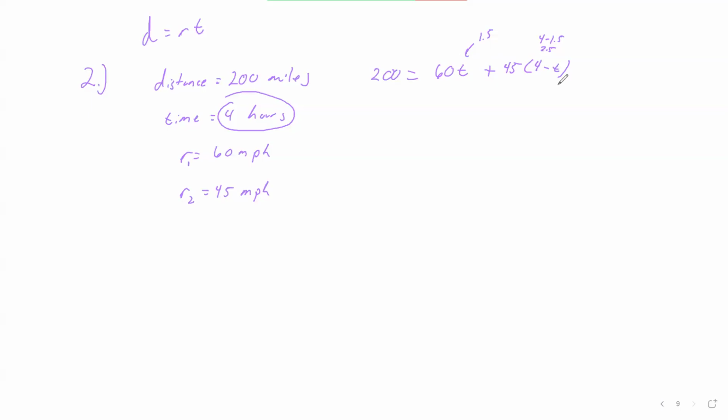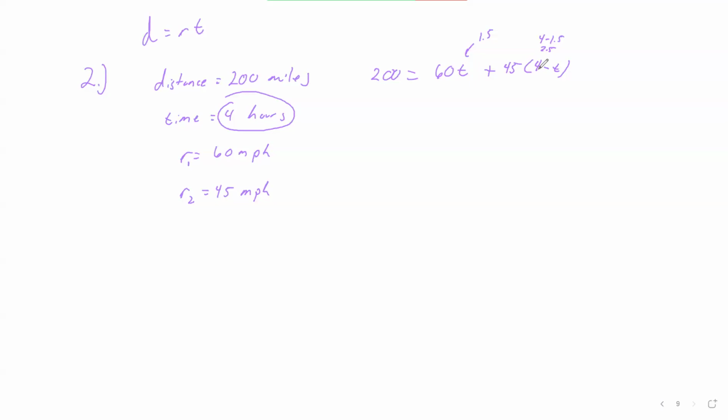Now, also, I get this question a lot. How did I know the 60 went with the T and the 45 with the 4 minus T? I didn't. It didn't matter. I could have done 45 times T and 60 times 4 minus T. I just know one of them is a set time and the other one's going to be for less than that, whatever that might be. The hardest part of these problems is setting up the problem. After that, we can use our skills from 9.1 through 9.3 to help us out.